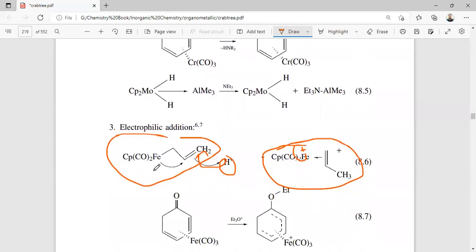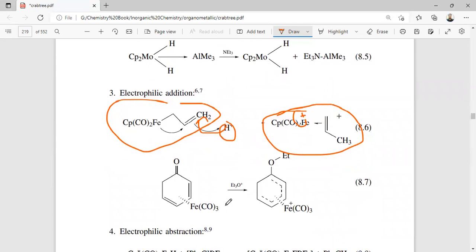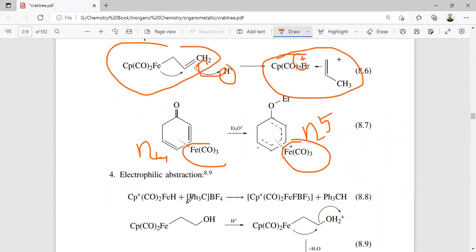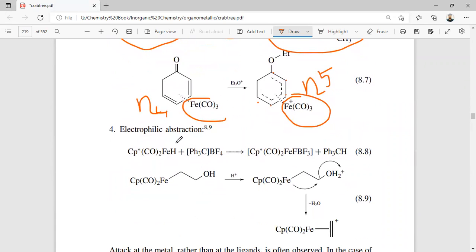And this is the example of electrophilic addition. So here the Fe(CO)3 complex is in the eta 4 mode. Upon electrophilic addition, the hapticity is increased and converted to eta 5. Here, counting 1, 2, 3, 4, 5, it is an eta 5 mode of binding and there is a net positive charge on the metal center.